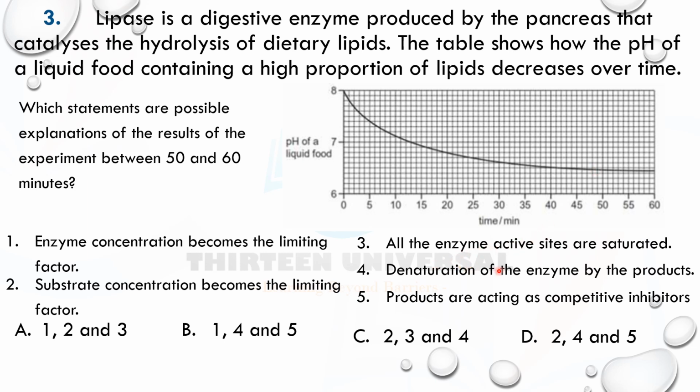4 says denaturation of the enzyme by product. Yes, because there's a change in pH. Change in pH breaks hydrogen bonds and ionic bonds and could disrupt the tertiary structure of the active site. So 4 is right. 5 says the products are acting as competitive inhibitors. Yes, it's possible that the product binds to the lipase enzyme because of accumulation of product. That's what is called end product inhibition. That may be what is happening here.